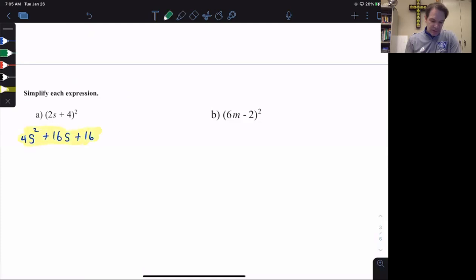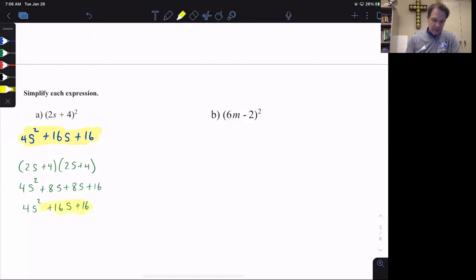Okay, now to show it using a distribution, 2s plus 4 squared just means I have two of these. Okay, 2s times 2s is 4s squared. 2s times 4 is 8s. 4 times 2s is 8s. And 4 times 4 is 16. Put our like terms together, and you can see that we get the same thing. Okay? One more time.